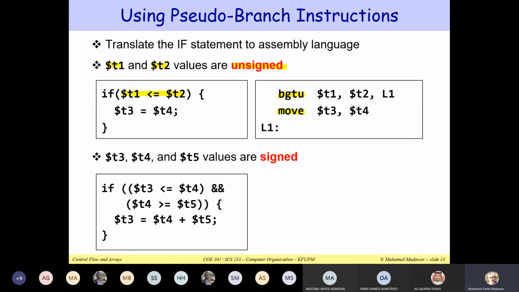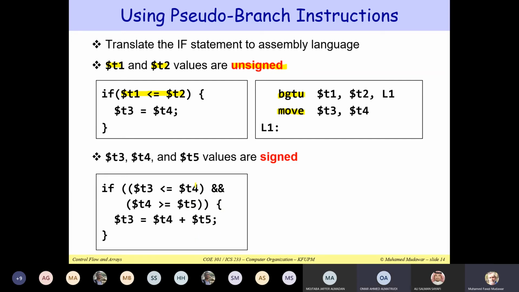Move also is a pseudo instruction, which is translated into one real instruction by the assembler. Okay? For example, it can add register T4 to register 0 and place the result in T3. So these are pseudo instructions, but you can use them as if they were real instructions and leave the translation to the assembler. How about the second one? If T3 is less than or equal to T4 and T4 is greater than or equal to T5, then T3 becomes T4 plus T5. How do I translate this?